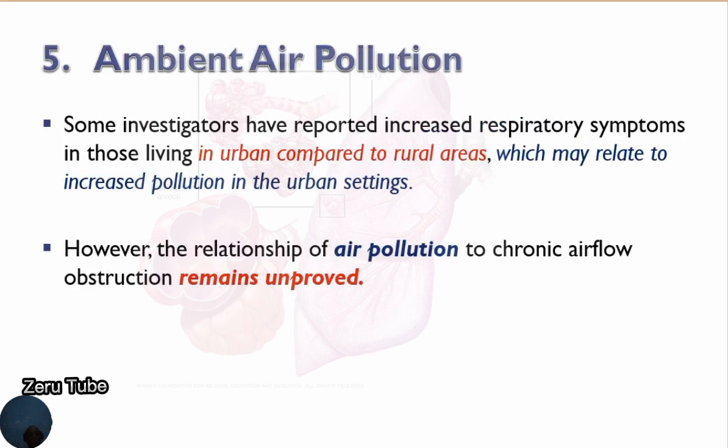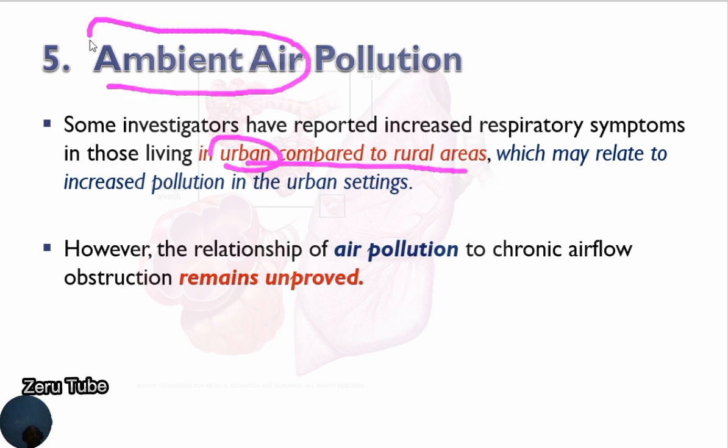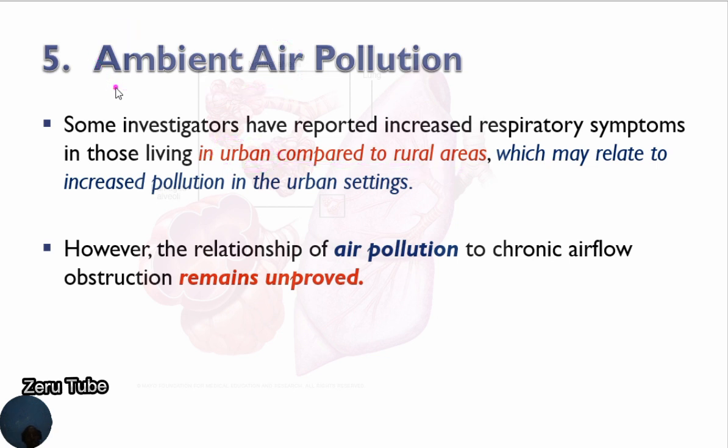The other risk factor of COPD is ambient air pollution. The ambient air pollution የብናኝ የሚበዛበት አካባቢ ለምሳሌ እነ ቻይና፣ ጃፓን ለነዚህ ነገሮች ተጋላጭ ኢንዱስትሪያል አካባቢዎች ለዚህ ambient air pollutants ተጋላጮች ናቸው. Some investigators have reported increased respiratory symptoms in those living in urban compared to rural areas. So the urban has most ambient air pollutants. ብዙ ambient የሆኑ air pollutants የሚገኙባቸው አካባቢዎች ናቸው. እና የምክንያቱም ፋብሪካዎች ጭሳጭሶች የሚበዙባቸው አካባቢ ስለሆኑ. So which may relate to increased pollution in the urban city.